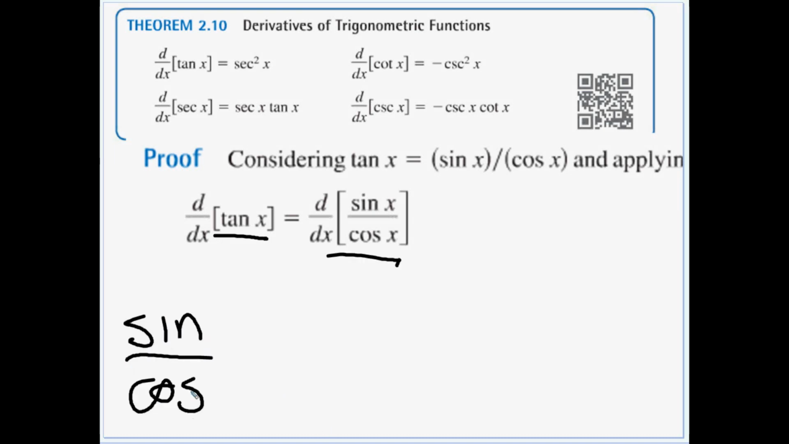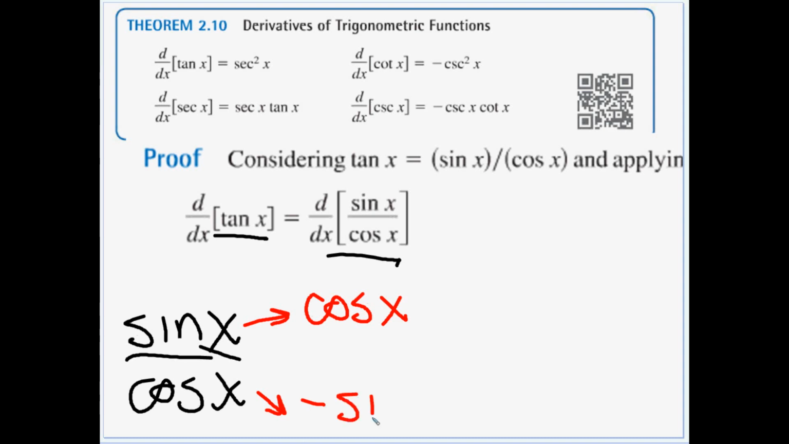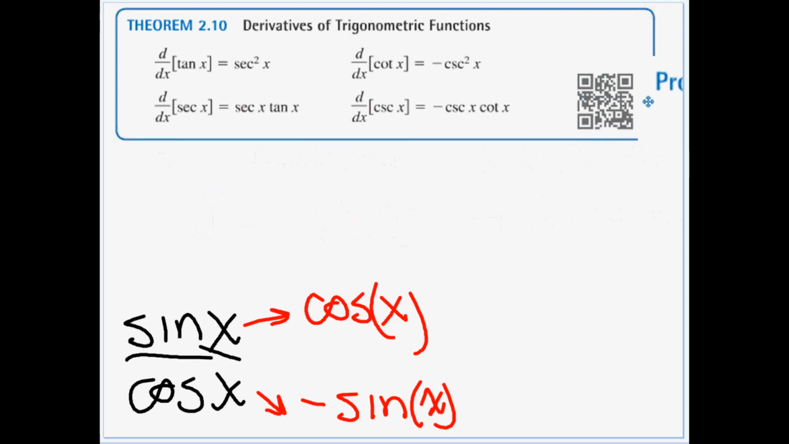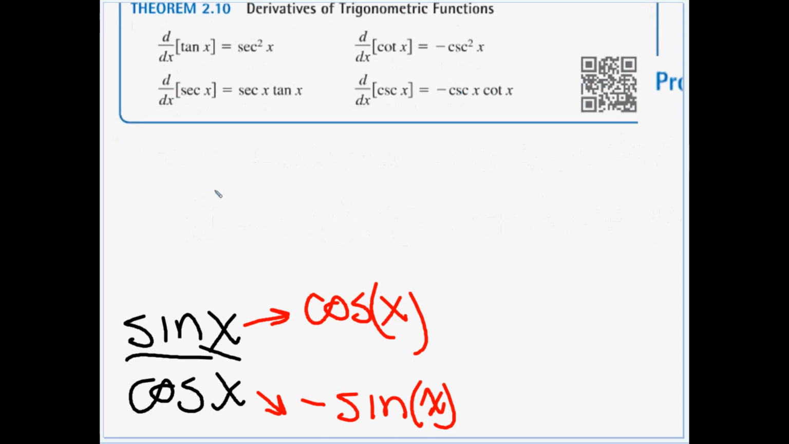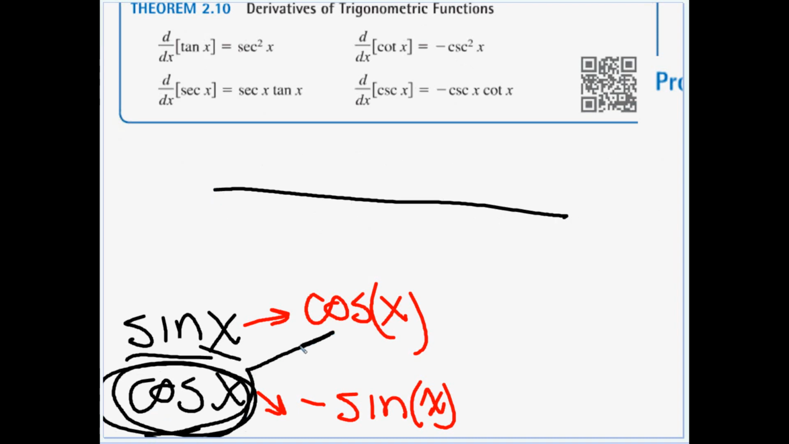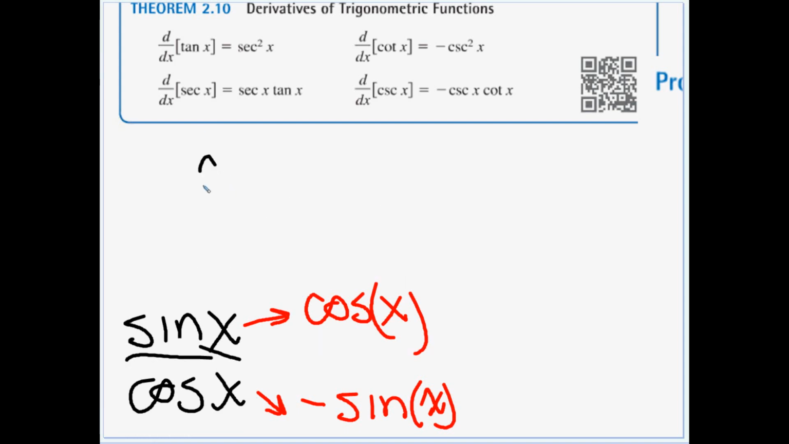So sine over cos, let me put my x's on there. Let's think quotient rule. Derivative of the high. What's the derivative of sine? Cos x. D low. What's the derivative of cos? Negative sine x. So the quotient rule says, low D high. Cos x is our low. D high is also cos x. So low D high is cos times cos, which is cos squared x.